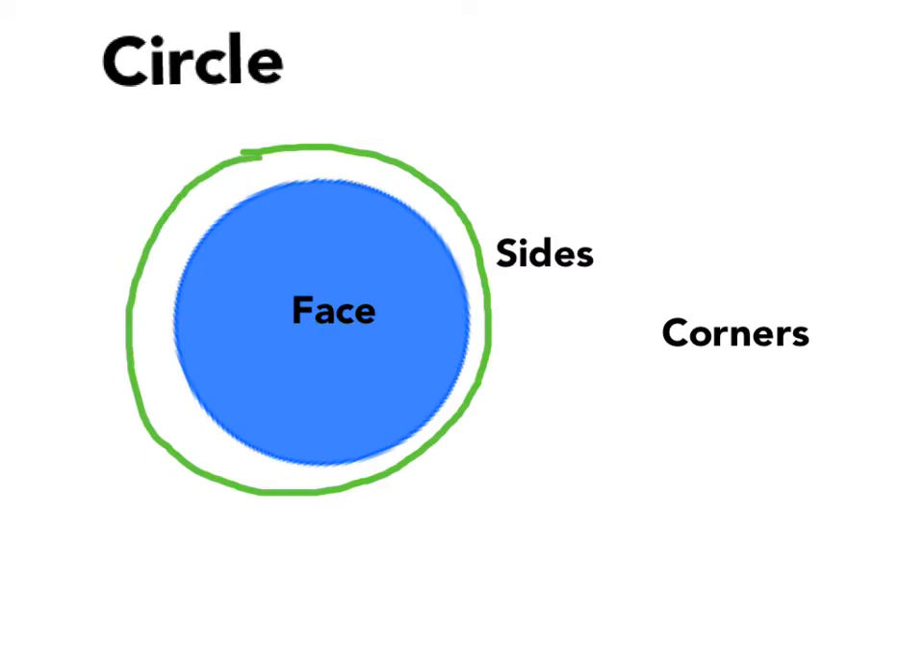Okay? What about corners? Are there any corners here? No, because it only has one side, which is one curved side, there's not another line there to form a corner. So there you go. A circle has one face, one side, and 0 corners.